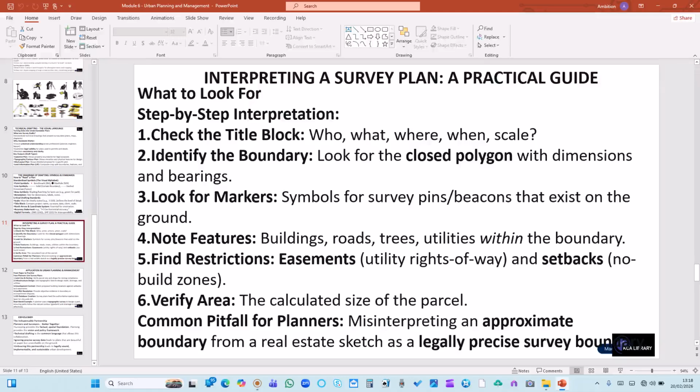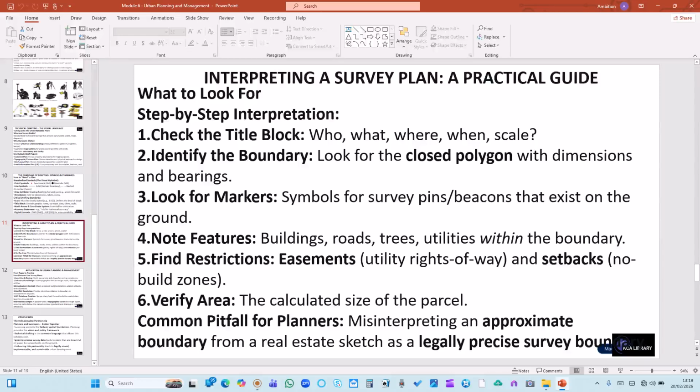Number two, identify the boundary. Look for the closed polygon with dimensions and bearings in order to identify the boundary. Number three, look for markers, using symbols for survey pins, the beacons that exist on the ground. Then number four, note the features such as buildings, roads, trees, utilities within the boundary. Then number five, find the restrictions, that is easement, utility right of way, and setback, that is no-build zone. Then number six, the last, verify the area, that is the calculated size of the parcel.